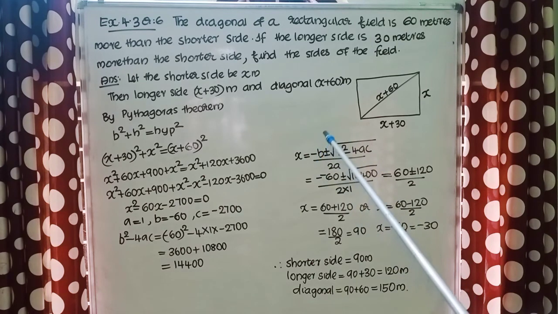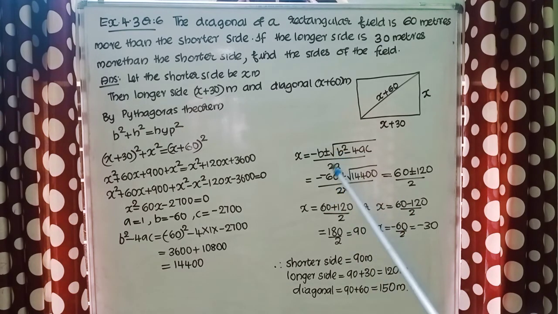x = (−b ± √(b² − 4ac)) / 2a. That is equal to (60 ± √14,400) / (2 × 1). That is equal to (60 ± 120)/2. Splitting, we get x = (60 + 120)/2 or x = (60 − 120)/2. That is equal to 180/2 = 90, and here x = −60/2 = −30.